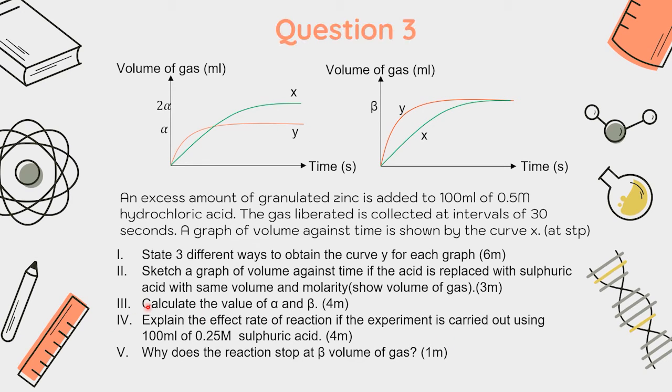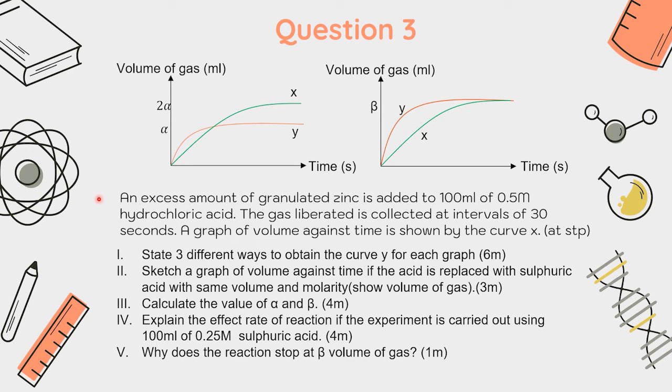Okay, so I hope you understand question 2. So now let's move on to our third question. An excess amount of granulated zinc is added to 100 ml of 0.5 molar hydrochloric acid. The gas liberated is collected at intervals of 30 seconds. A graph of volume against time is shown by the curve X at STP.